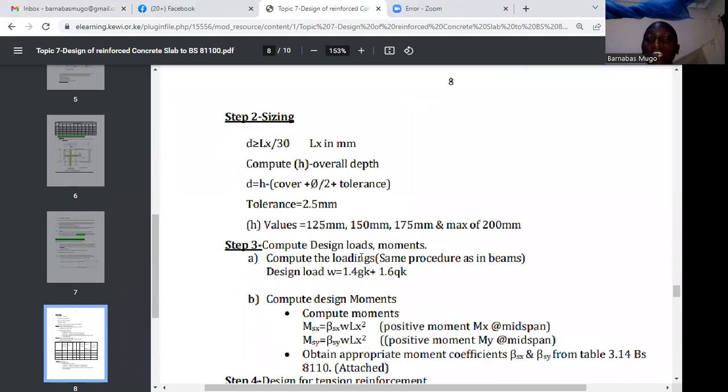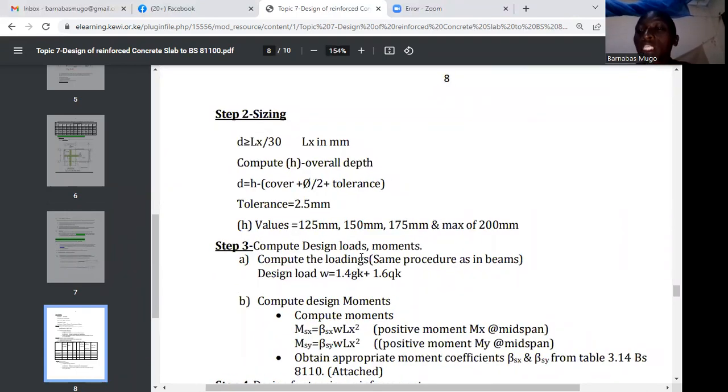Then from there, you need to size the two-way spanning slab. That is, you find the value of d, which is greater than or equal to Lx over 30. Then you find the value of h using the formula that you see there. You need to know that the tolerance will always be 2.5, and that the values of h will be 125, 150, 175, all the way, and the maximum value should be 200 millimeters. Then you go to step number 3.